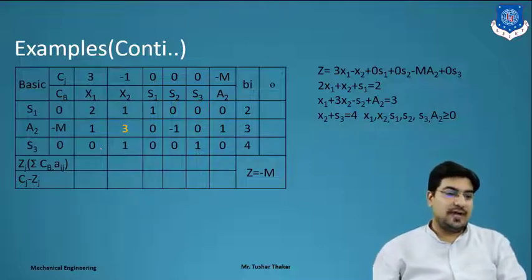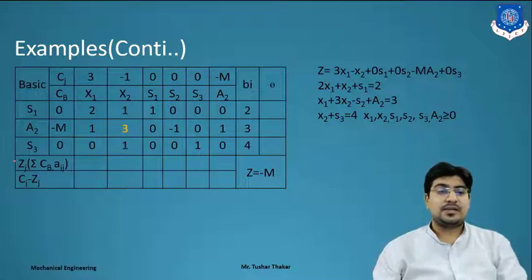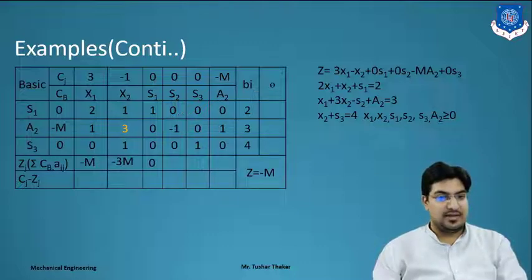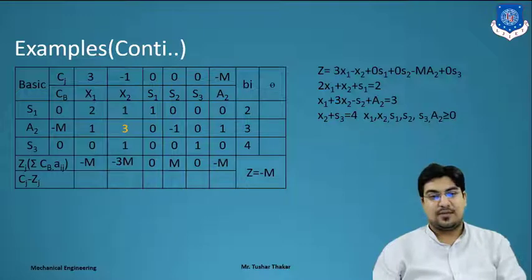Now we have to find zj. So for zj, we take 2 into 0, 1 into -M, 0 into 0, and get -M here. Here 1 into 0, 3 into -M, 1 into 0, we get -3M. Here 1 into 0, 0 into -M, we get 0. Here 0 into 0, -1 into -M, we get M. Then 0 into 0, 0 into -M, 1 into 0, we get 0. Here we find 0, 1 into -M, 0 into 0, and get -M.